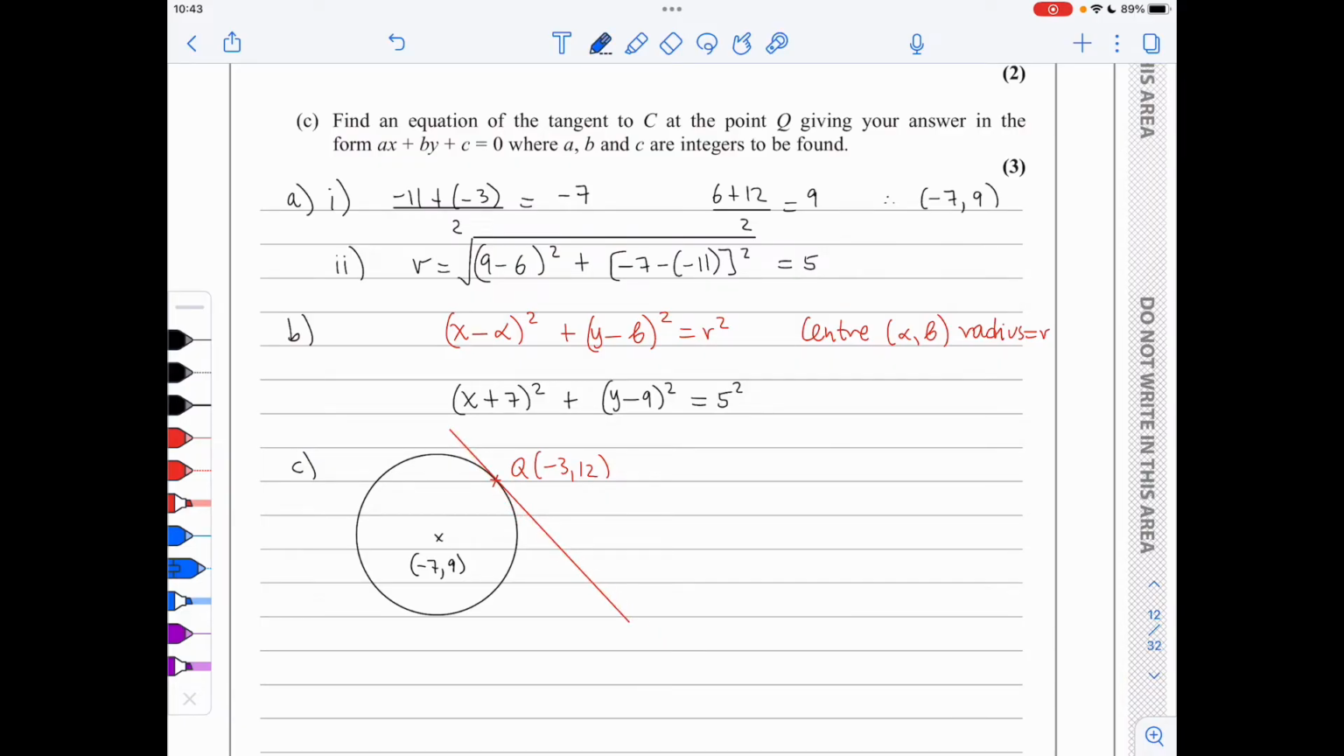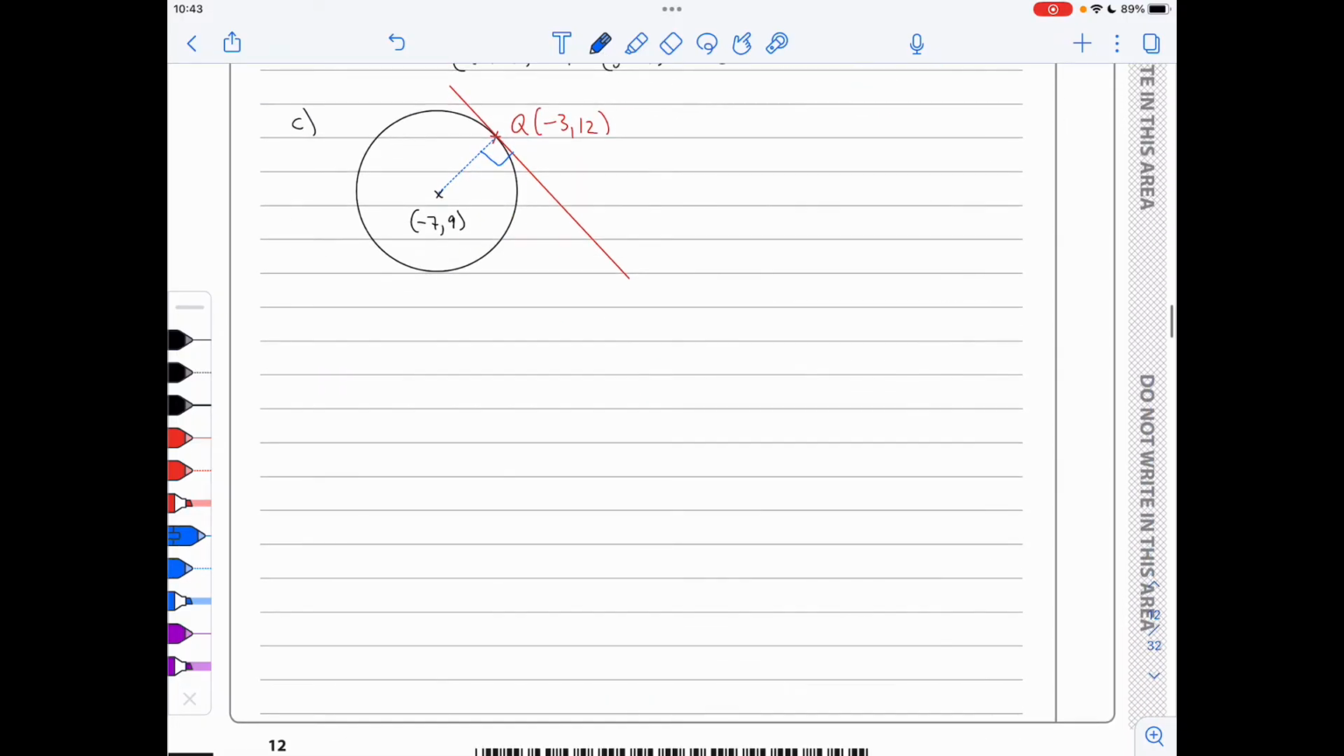I will start by considering the gradient of the radius, and I will use the fact that this angle here is a right angle. So the gradient of the radius is simply y2 minus y1 over x2 minus x1. So it's 12 minus 9 over negative 3 minus negative 7, which gives an answer of 3 over 4. And therefore, the gradient of the tangent will simply be minus 4 over 3. Remember, we are flipping and changing the sign.